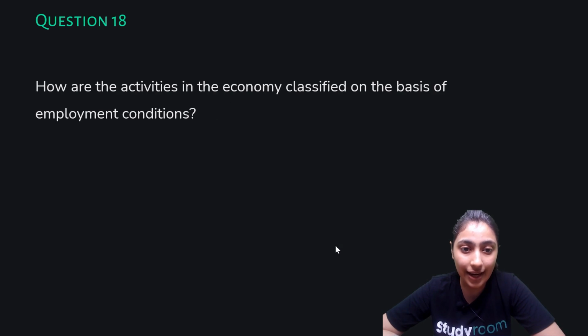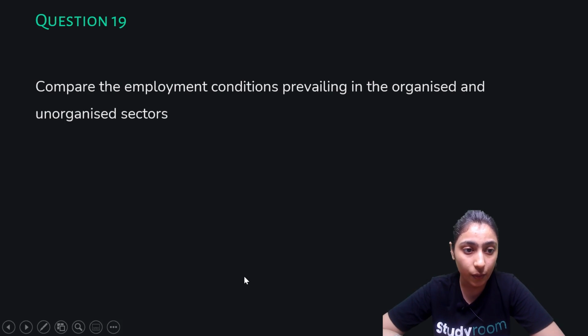Now, how are the activities in the economy classified on the basis of employment conditions? Under this, you can write your points on the organized and unorganized sectors. I think it is very clear how you can classify them on the basis of employment conditions. First, as I told you, organized and unorganized. Next, you can write the definition. After that, the nature of jobs. After that, the government's attitude towards both of these types of employment. All of these points you can write.